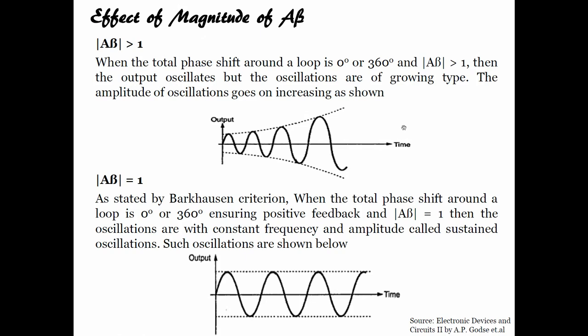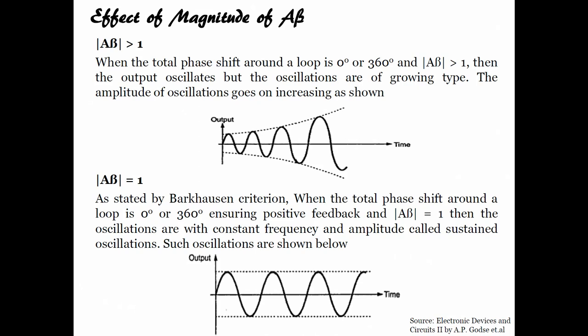But when you talk about A beta equal to 1, you will see that the total phase shift around the loop is 0 or 360 degree. We still have to maintain this condition, but if I have A beta equal to 1, then the oscillations are with constant frequency and they are called sustained oscillations. Oscillations are sustaining.